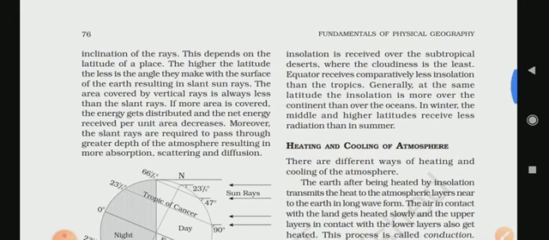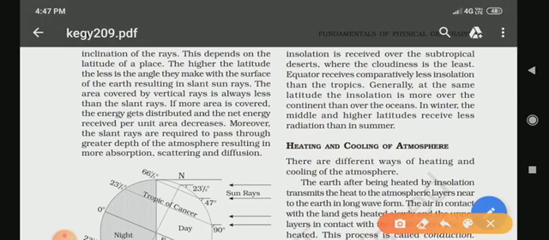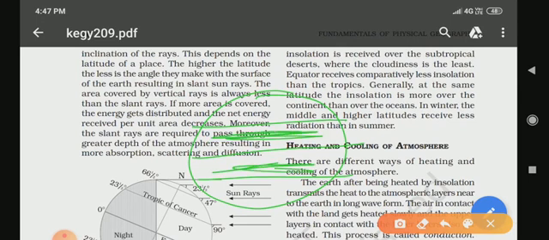So the subtropical area, I'll show here. Suppose this is the earth, and this is the equator portion, and this is the area. This is the subtropical region. This is the tropical and subtropical area. This is the pole, north pole and south pole.